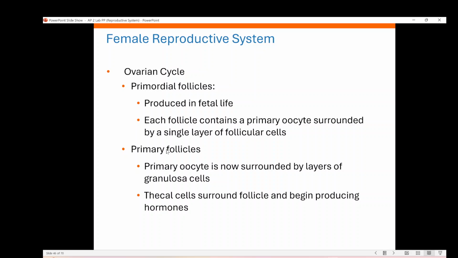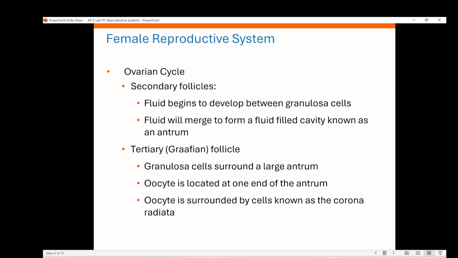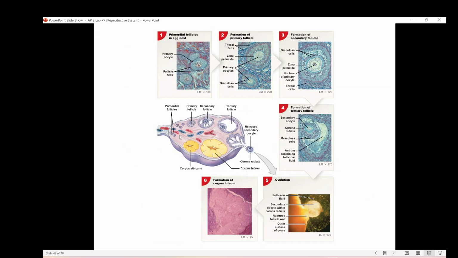Primordial follicles then become primary follicles. The primary oocyte is now surrounded by layers of what we call granulosa cells, and these are important because they begin producing hormones, right? Different hormones that are necessary for the reproductive cycle. Primary follicles become secondary follicles, and we start to see in the secondary follicles a bit of fluid starting to develop, and the fluid then merges into like a little lake, so to speak, and they form this area known as the antrum.